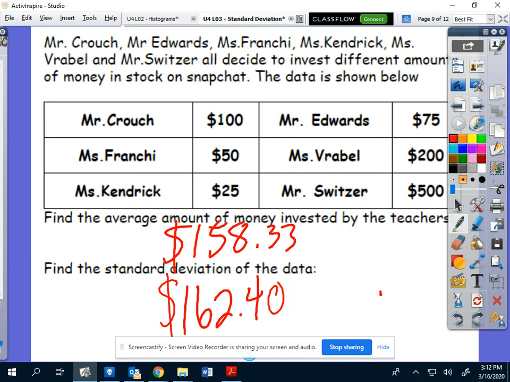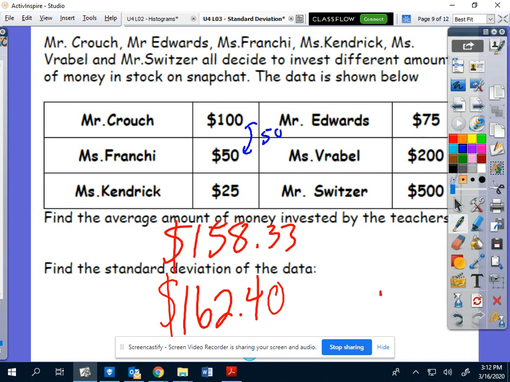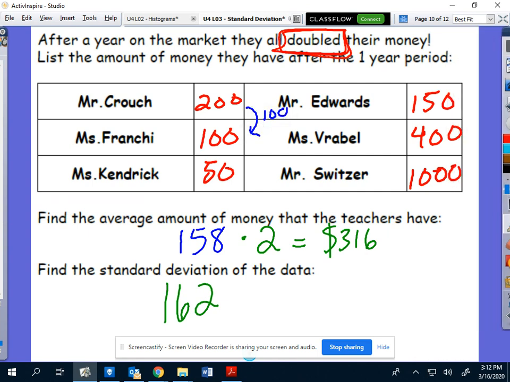Before, between Miss Frankie and I, there was only a $50 gap, right? There was only a $50 gap. Between Miss Vrabel and Mr. Switzer, there was only a $300 gap, right? Has that gap stayed the same? Has the spread stayed the same? No, it hasn't. Now there's a $100 gap between Miss Frankie and I, not 50. And now there's a $600 gap between Mr. Switzer and Ms. Vrabel. So you can see that the gap has changed.